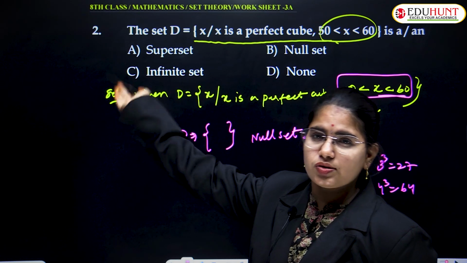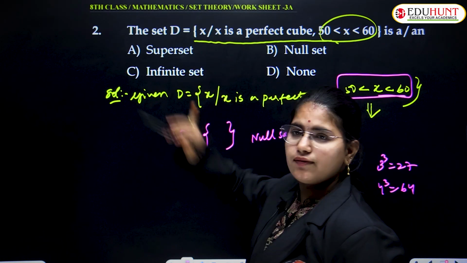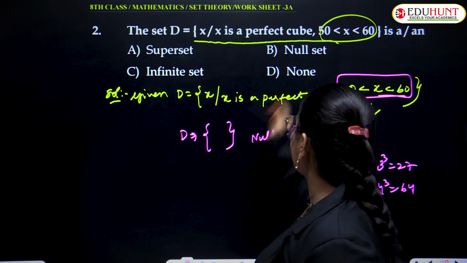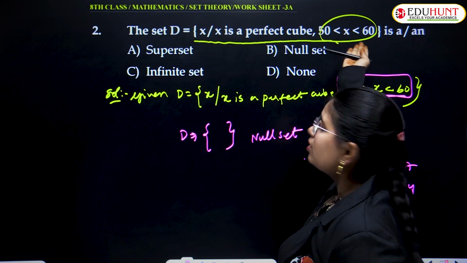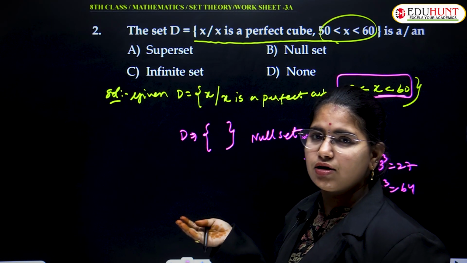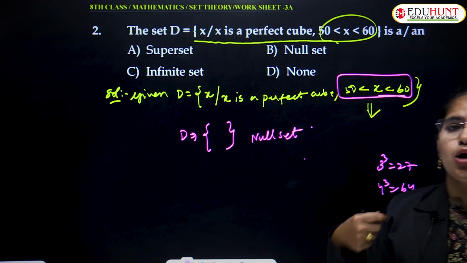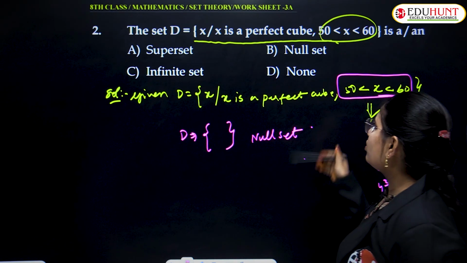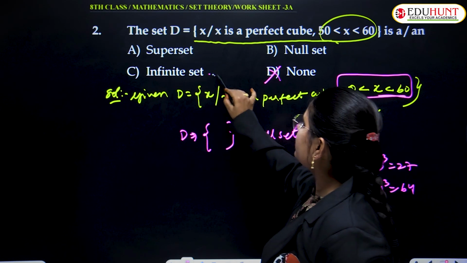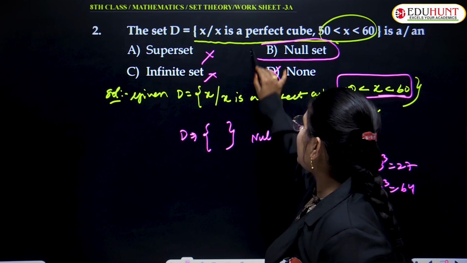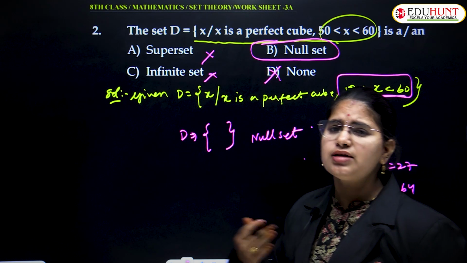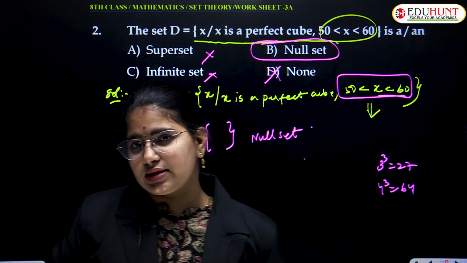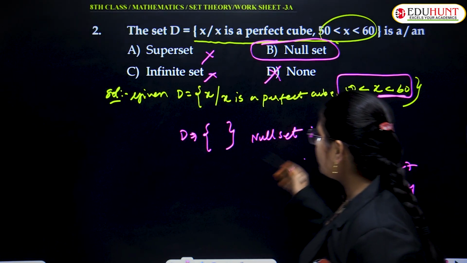Here the topic is not about supersets, because we have only one set here. It is not an infinite set either, because it is a finite set. They gave you greater than 50 and less than 60, so we are able to count how many numbers there are. So this is not an infinite set. This is also eliminated because it is an example of a null set, because we cannot find any perfect cube in the particular interval greater than 50 and less than 60, right? So this is equal to the null set.